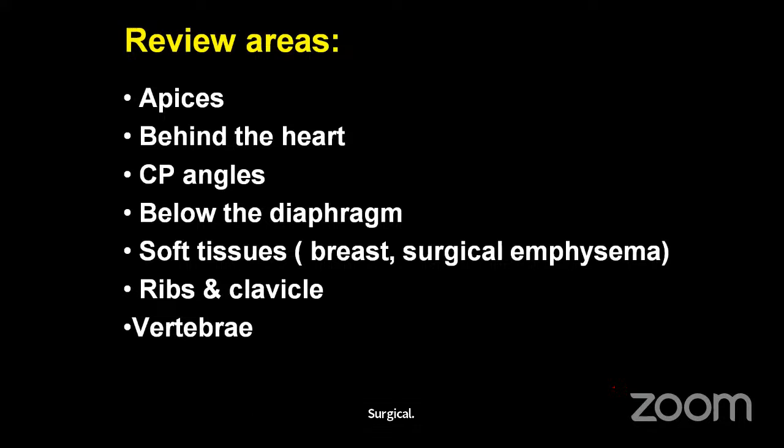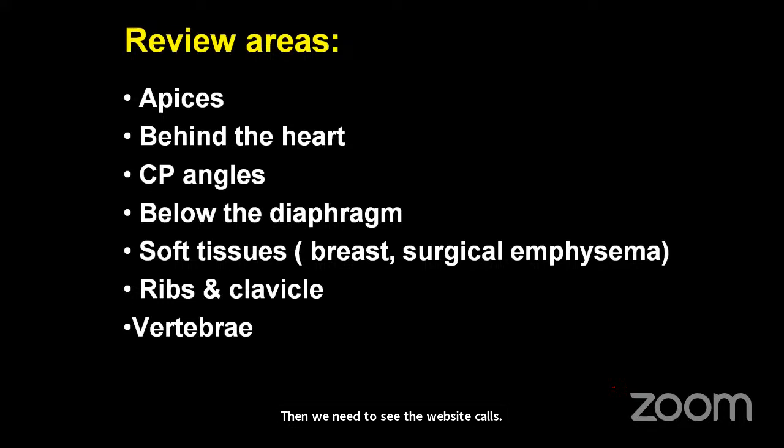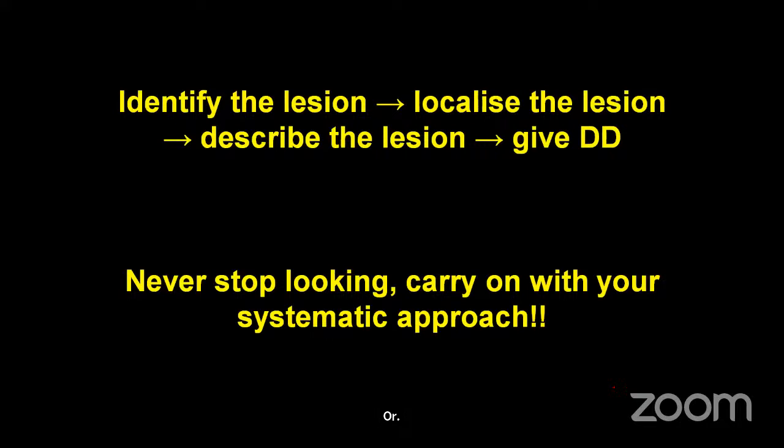Then we need to see the ribs and clavicles. We may actually find that the clavicle is fractured or the ribs are fractured. Then we have to see the vertebra, whether there is any fracture or compression, or whether the vertebra is showing a kyphoscoliosis or there is any other problem. So once we see a lesion, we need to identify it properly, localize it, describe it, and then give the differential diagnosis.